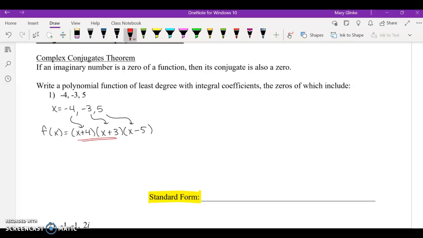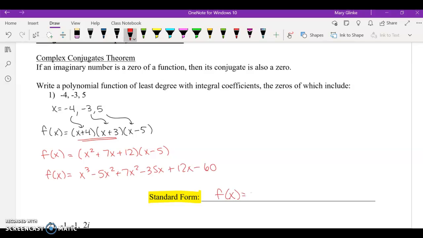You are going to pick two of your different binomials, and you're going to go ahead and distribute it. So you're going to get x squared plus 7x plus 12. Then you're going to go ahead and distribute one more time in order to get this in standard form. And lastly, after you distribute, you are going to go ahead and combine like terms.